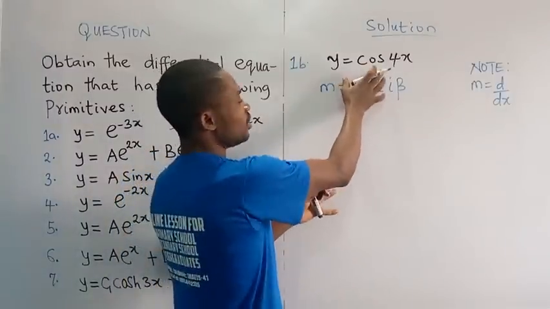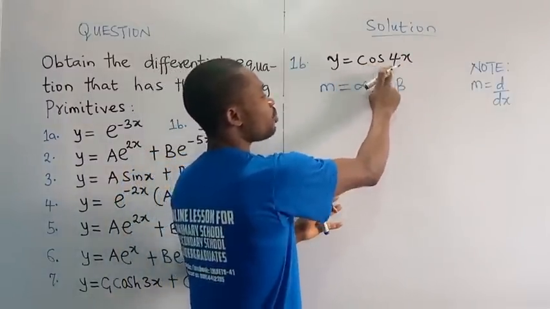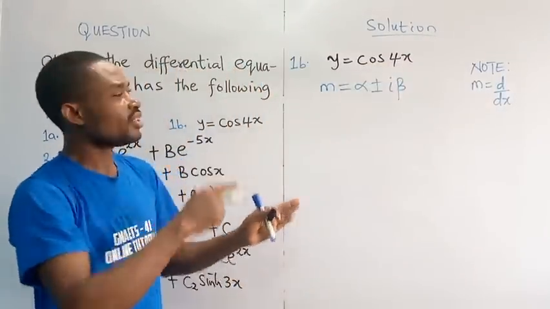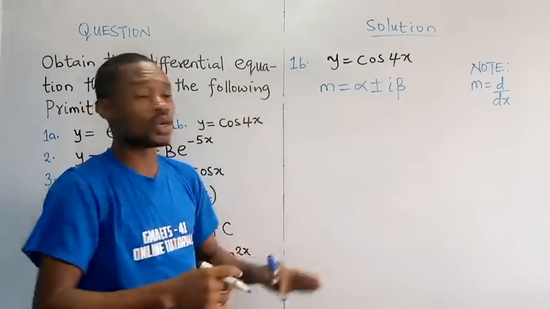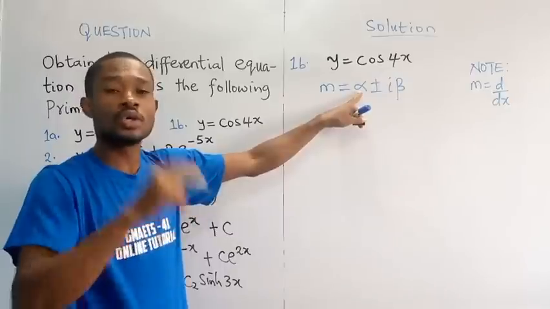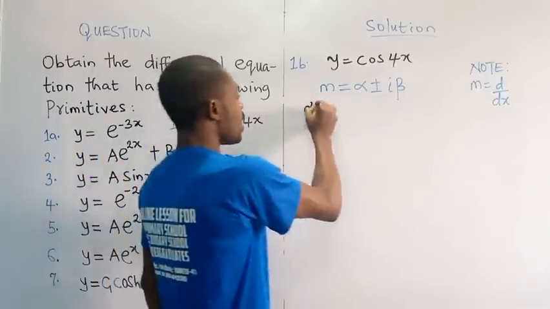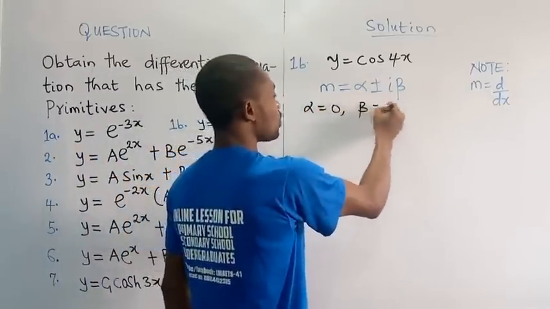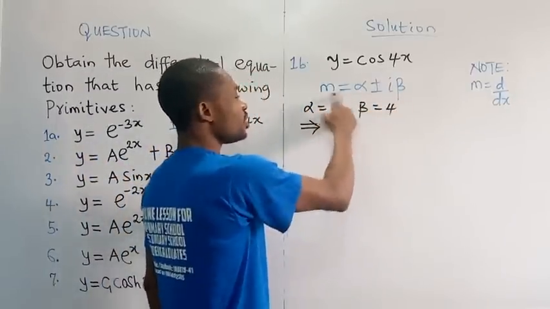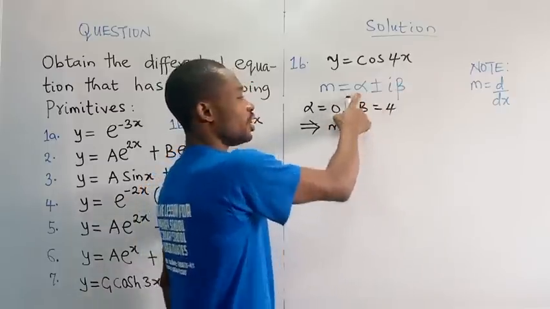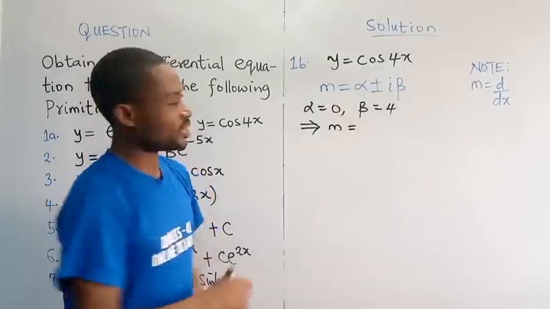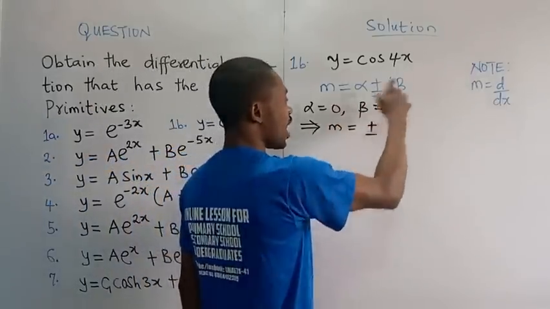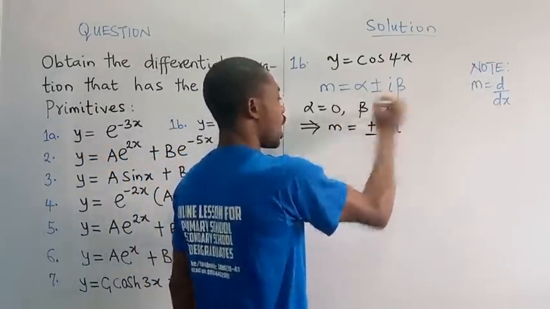Now, looking at this, it is cos 4x. Our beta is 4. Are you following right? There is nothing like exponential something x there. So this alpha will be equal to 0 in that case. I'm going to write alpha equal to 0 and then beta is equal to 4. Which implies that the root of the equation will take the form alpha plus minus i beta. Throw away that alpha, which is 0. It doesn't exist. You have plus minus i beta. Our beta is 4, so it's going to be 4i.